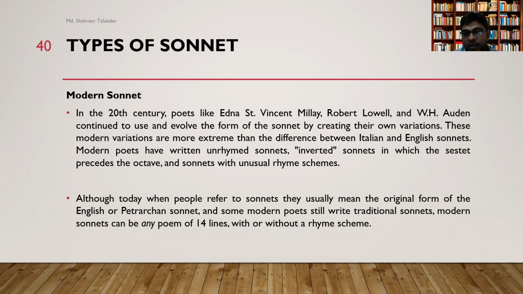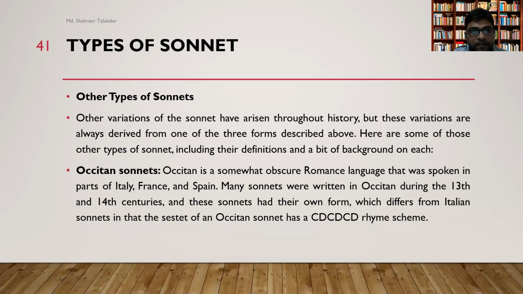So we don't prefer this type of sonnet that much. But still, you can see the modern sonnet. We can find 14 lines, but sometimes they don't have any rhyme scheme. 14 lines are there, but the rhyme scheme is missing. It's not like the traditional sonnet form.